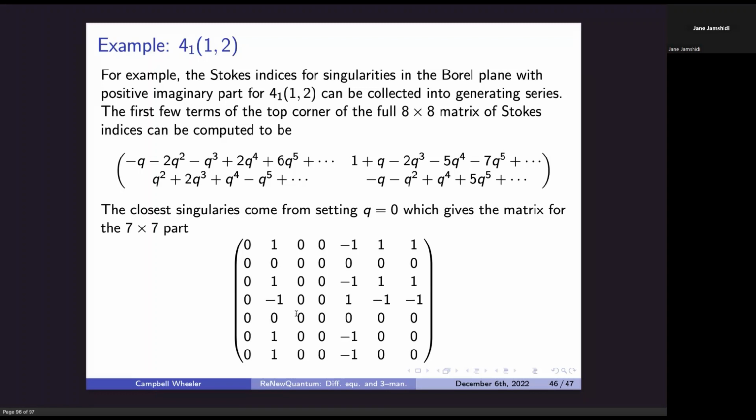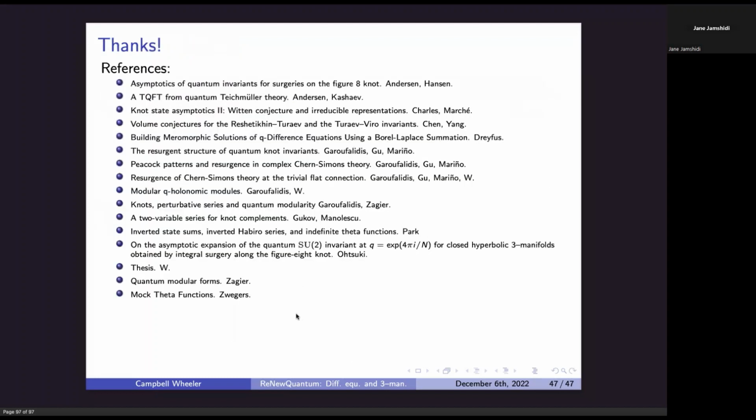You can do it for closed 3-manifolds, and you can do it for other Q-hypergeometric functions that maybe are not even related to 3-manifolds. So it's really just about the shape of the Q-hypergeometric structure. Okay, so thanks a lot. And here's a bunch of references if you're interested. Okay, thanks.